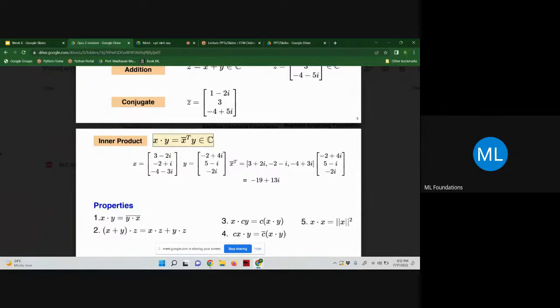Since this is similar to the dot product, you won't be getting a vector here. The inner product of two vectors is not a vector, but a number. So it could be a complex number in this particular case.